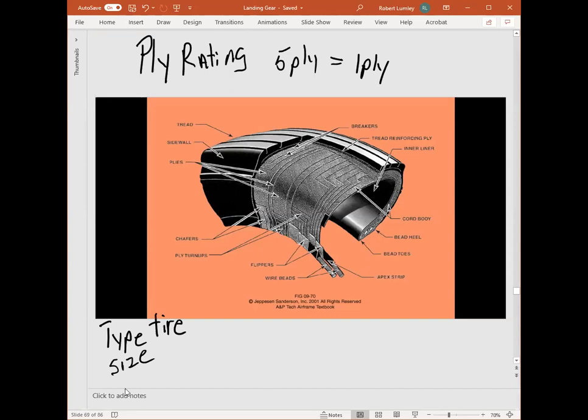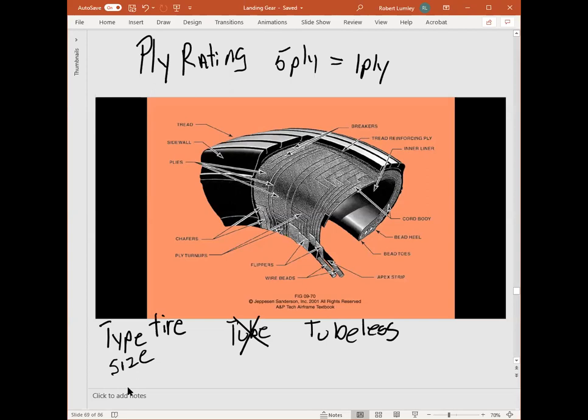It will also tell us, and this one's tricky, ready? If it's a tube or tubeless type tire. Now, here's the crazy thing, ready for this? If it's a tube type tire, the word tube will not be on the sidewall. And the reason is this. When aircraft tires were first being made, all the aircraft tires had tubes. So they figured, why do we need to put the word tube on the sidewall if all the tires are tube type? Well, what happened?